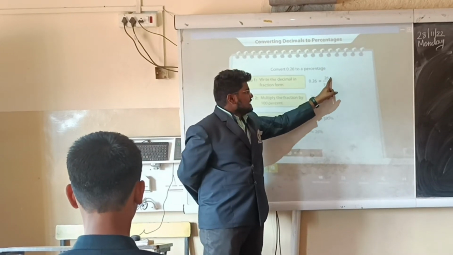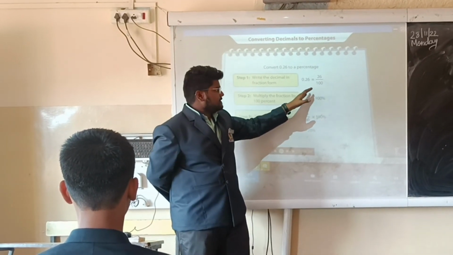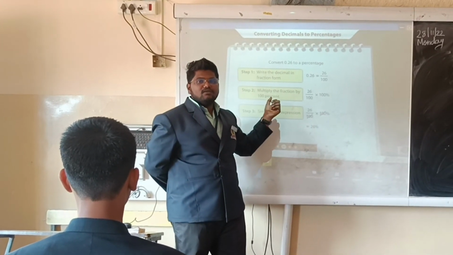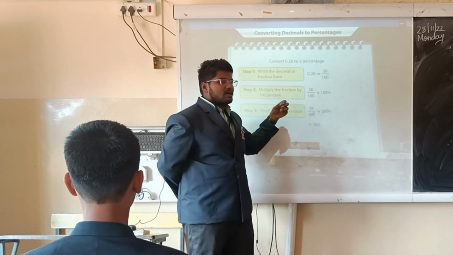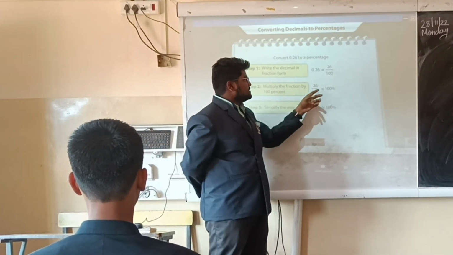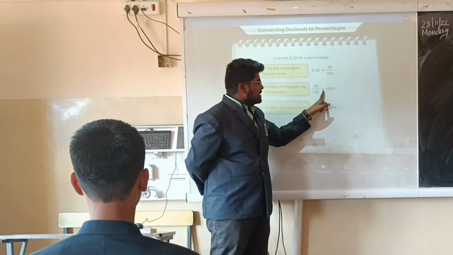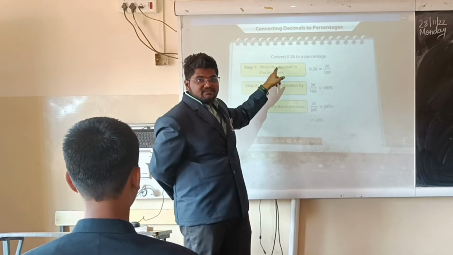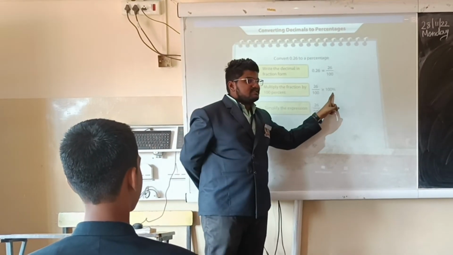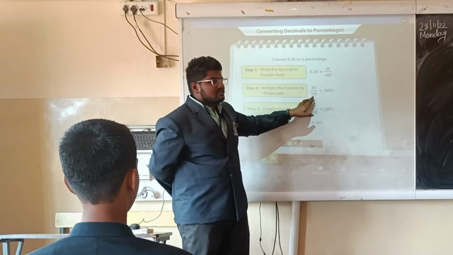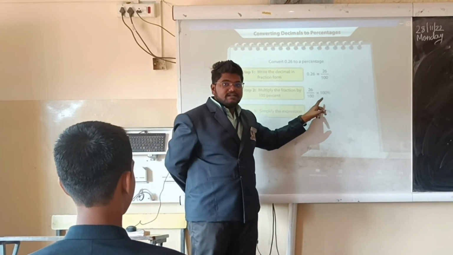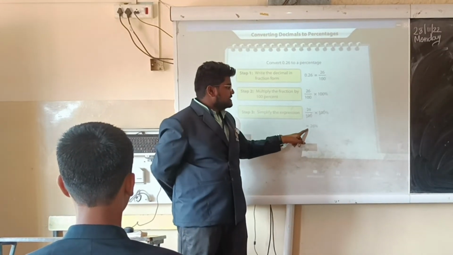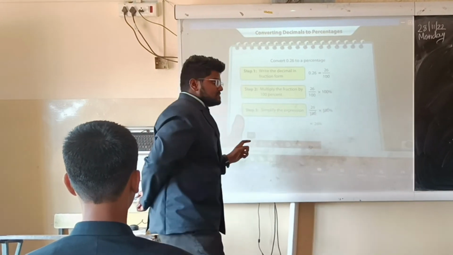That is why 0.26 is first written as 26 upon 100, and this 26 upon 100 is nothing but a fraction. We have already seen how to convert a fraction into a percentage. So 26 upon 100 multiplied by 100%. This 100% belongs to the percentage that we are going to find out. You have 100 here and another 100 here. So 100 ones are 100 and 100 ones are 100. We are only left with this 26, and this 26 is nothing but 26%.